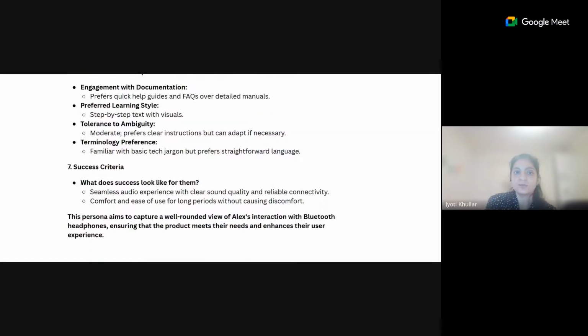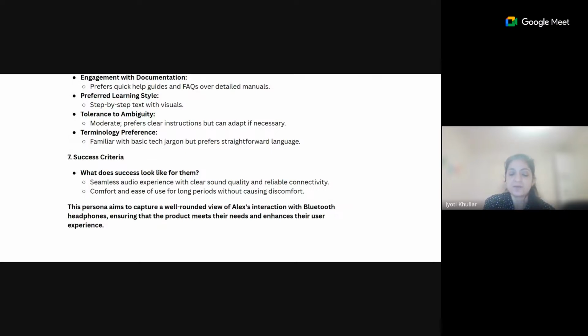User behavior, engagement with the documentation: how they are going to engage, whether they like quick documentation or a detailed manual. What are their learning styles, step by step? In this case, because he's a software engineer that we have defined, he would love to have clear documentation along with visuals, and the tolerance to ambiguity will be moderate. He can manage a few things because he's at a certain technical level, but again, a lot of ambiguity doesn't help anyone. So terminology preference: straightforward, but basic technical guidance will work for him.